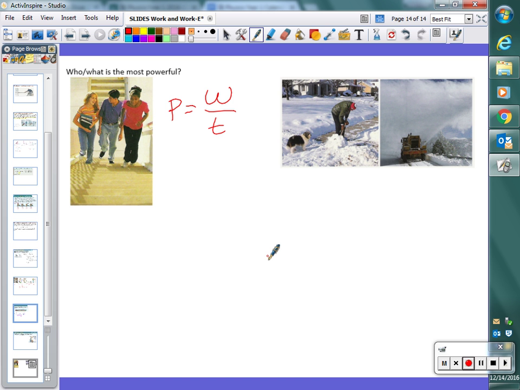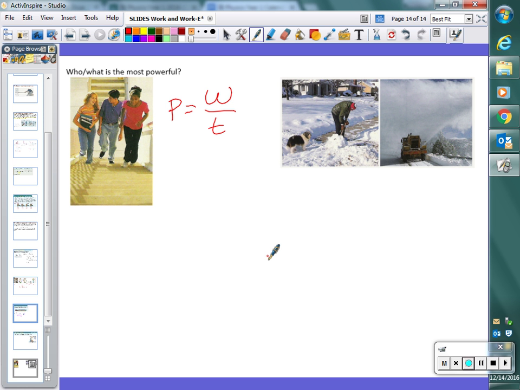All right, so that being said, let's talk about this first picture over here, okay? On the left, we have 3 people going up the stairs, right? And so it says, who or what is the most powerful? We're missing a little bit of information here to technically answer this question, but if we assume that the girl on the right is running and the other 2 people are walking, what can we say about the most powerful? Who would be the most powerful? The one on the right, okay? Assuming what about all 3 of the people in that picture? They all have the same mass.